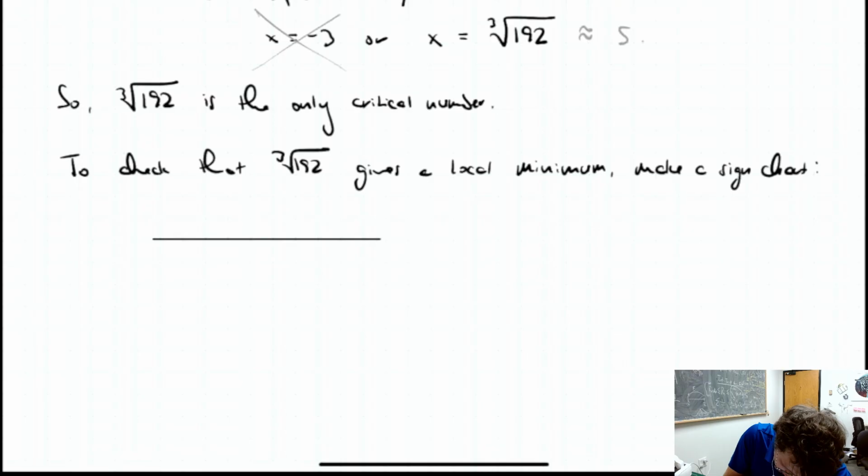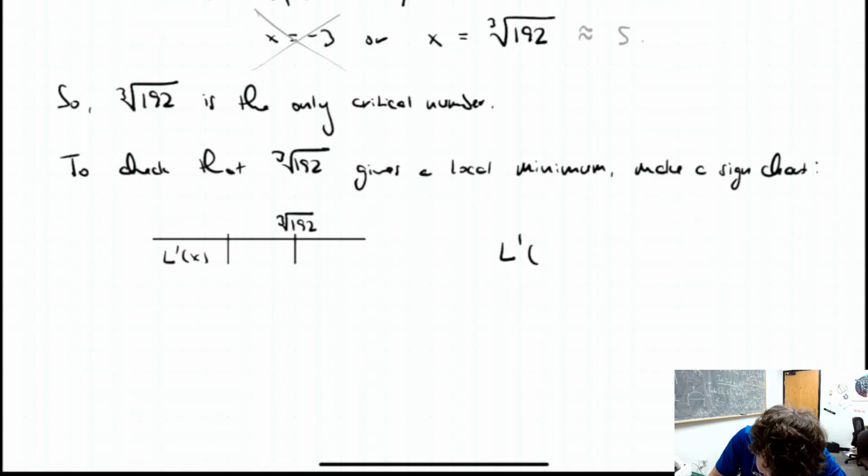So here's my sign chart. The thing that we're analyzing the sign of is the derivative, L prime of x, and we're splitting it at the cube root of 192. To test the sign, I should just plug in something less than the cube root of 192, and something greater than the cube root of 192.